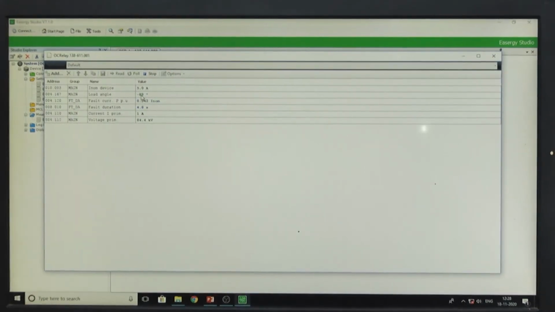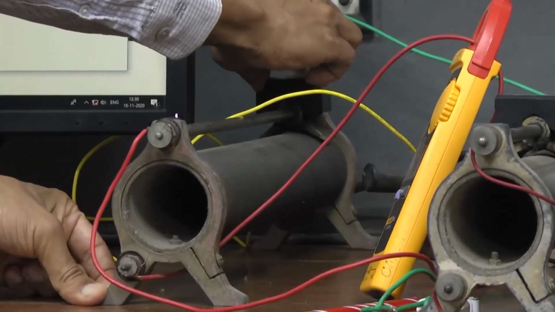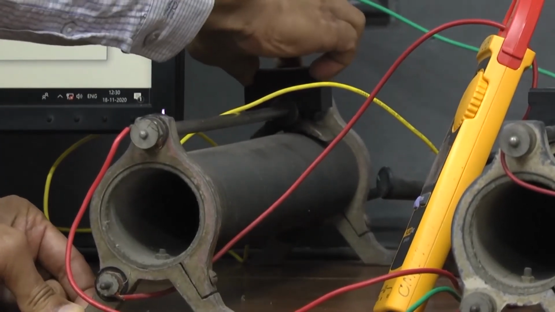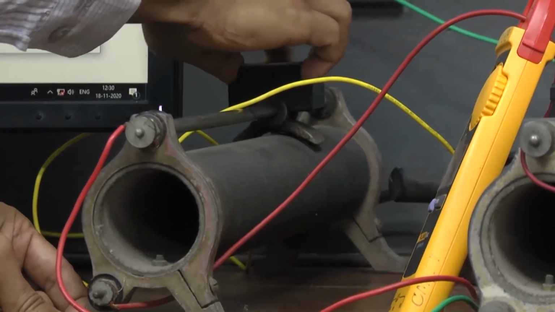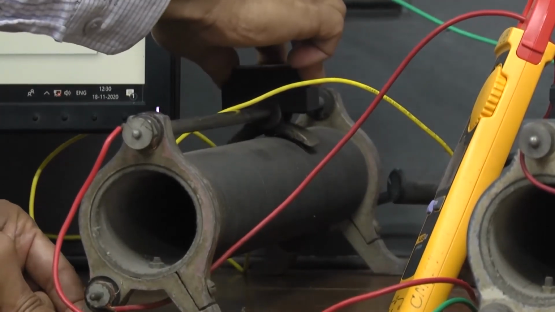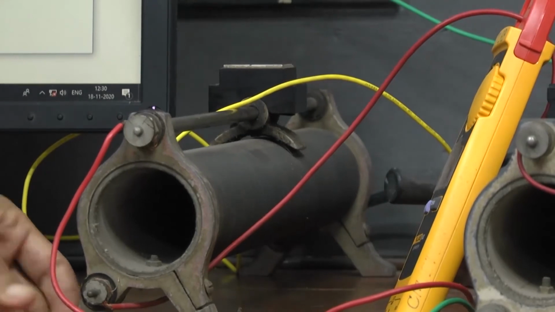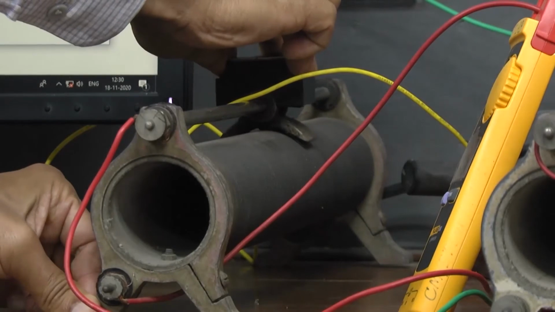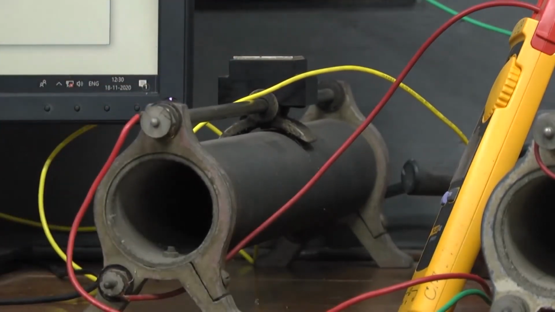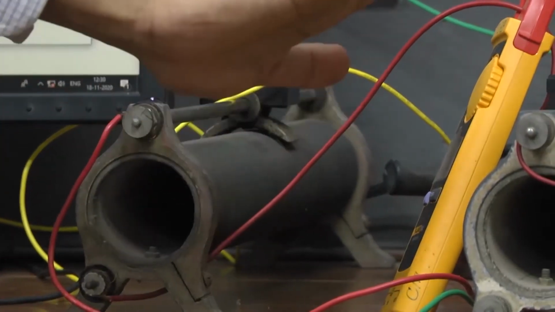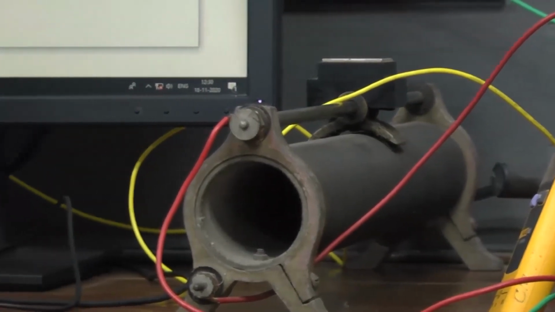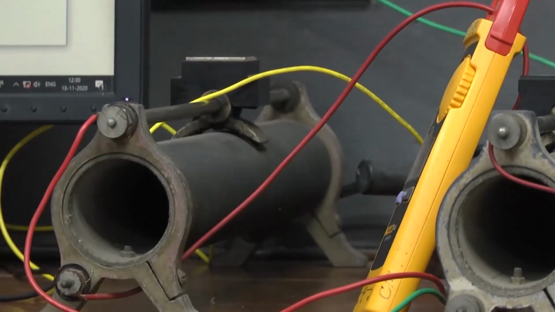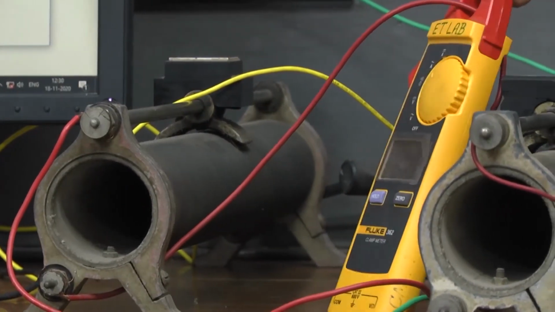So, first we will increase the current and see that it goes beyond the pickup setting, and then we can say that the overcurrent principle is satisfied. Now the corresponding current is more than 1.7, 1.8 ampere, and as per here this is 1.8 ampere, so it is above the pickup.